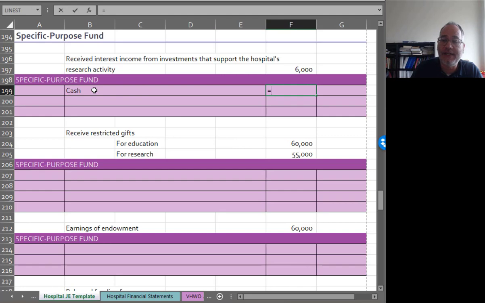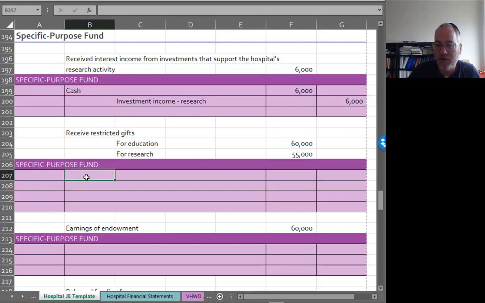So I'm going to debit cash and credit investment income research. And we'll take it out later on. We're going to release the funds and send them over to the general fund in a few minutes.